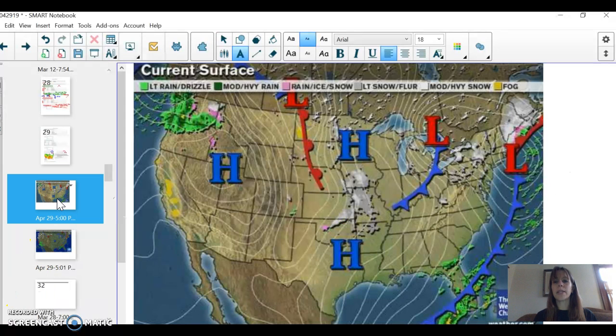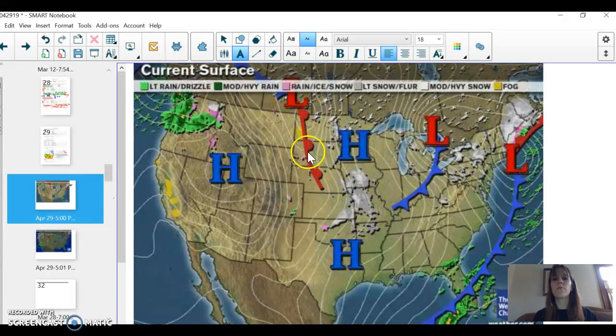So I want you to look at this map right now. I want you to look for how many different types of fronts that you see in this diagram. Go ahead, pause the video, and count how many you see and how you know. When you are done, go ahead and press play. If you said 2 fronts, you're correct. There are more than 2 fronts here, but there's 2 types.